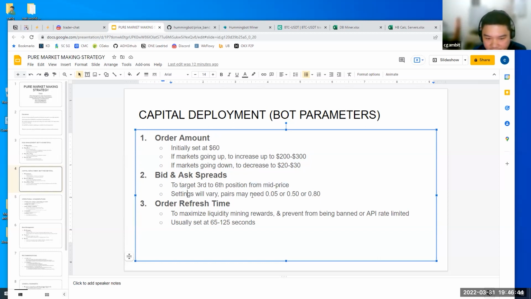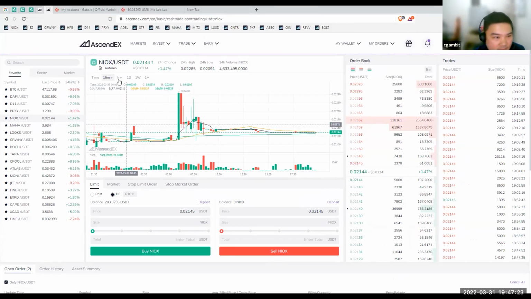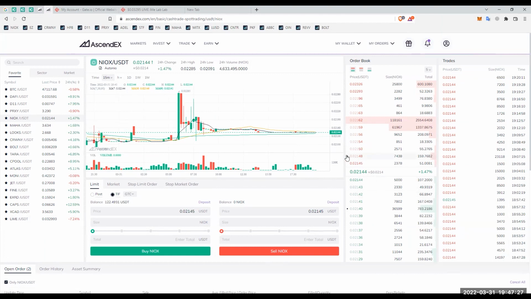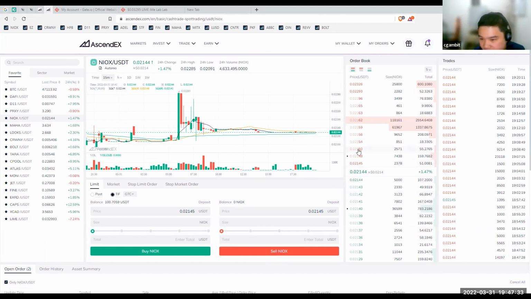So the settings will vary. It may be 0.05 or 0.5 or 0.8. For us, we will just do an initial testing of the settings until such time we come up with the right position. So let me share, let's say, this NEOX USDT pair. When we initially set, we are targeting this position here, third from this mid price. We are targeting here at the minimum up to the 6th position here, 4, 5, 6 up to here.